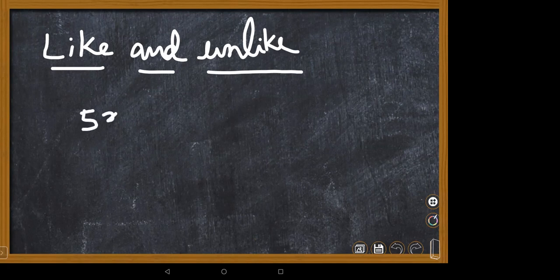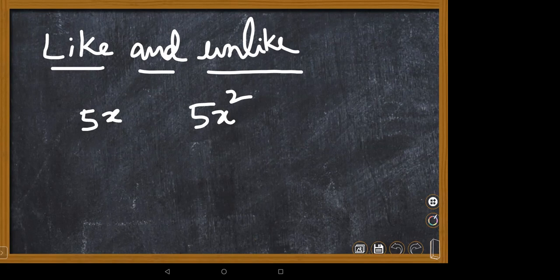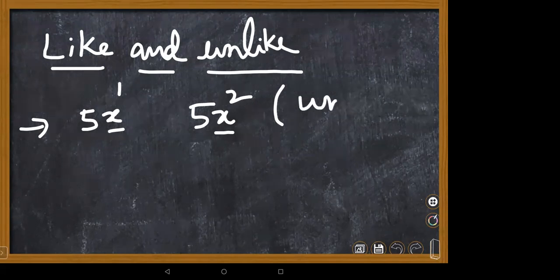Let me write a few examples. 5x and 5x square. Is it like terms or not? Ma'am, they are unlike terms. The power should also be the same. Very good. Children, you have to see the variable should be the same and the power also should be the same. Here the power is not the same. Like means variable and power both should be the same, but this is unlike. Power is not the same.